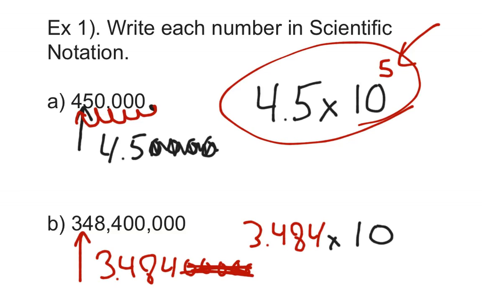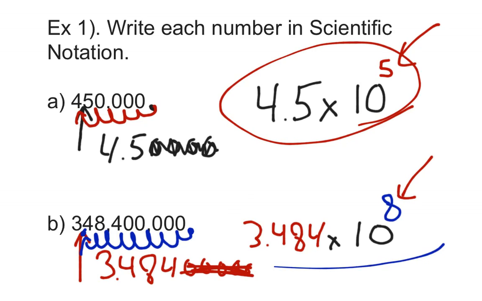So it becomes 3.484 times 10 to the, okay, the exponent. The exponent is how many places did I move it? I'll change colors here. My decimal point started to the right, but we didn't want it there. We want it between the 3 and the 4. So we're going to move it 1, 2, 3, 4, 5, 6, 7, 8 places to get it where we want. So my exponent becomes an 8. 3.484 times 10 to the 8th is my final answer.